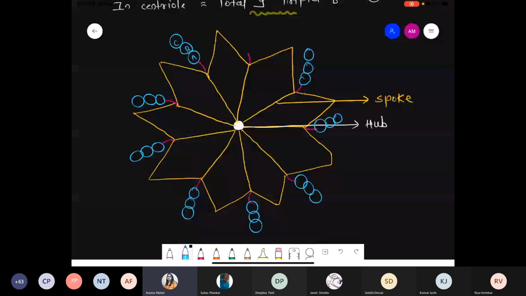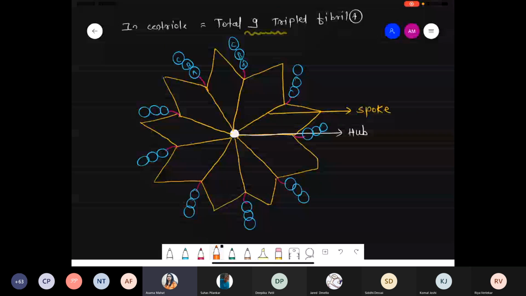So A, B, C. These are the total. Again, if you count A, B, C, a total of 9 sets are present. Now we are talking about the last point, that is the linker. The name of the linker is CA linker. CA linker means what? C. So quickly we are giving the names A, B, C, A, B, C. These are the 3 microtubules.